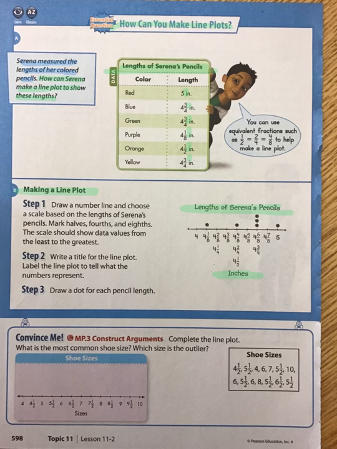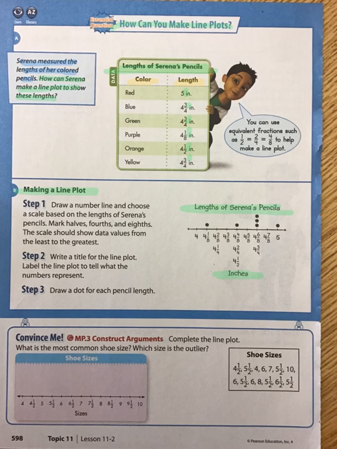Now, if we look closer at the data, we can see she has the color and then the length. So we need to figure out what we're going to measure on our line plot. And if I look here, I have 5 inches, 5 3/4, 4 3/4, 4 1/8, 4 1/2, and 4 3/4. So I have to figure out the smallest fraction that I can use in order to determine where to put my lines.